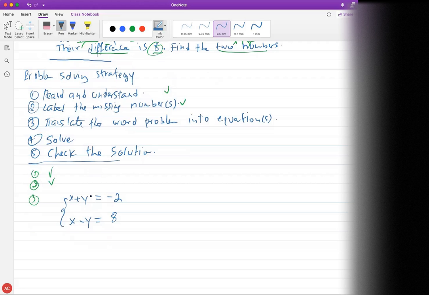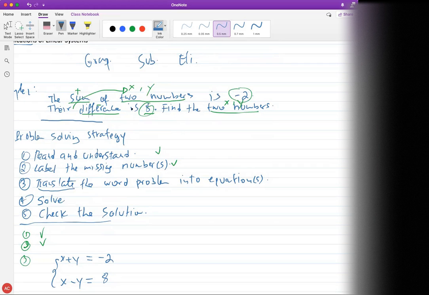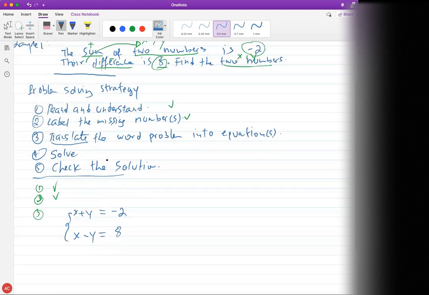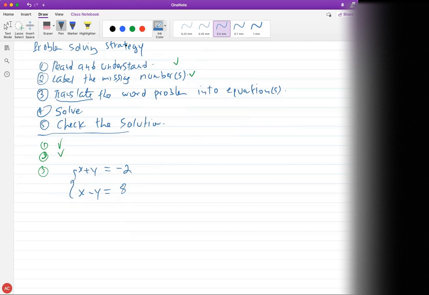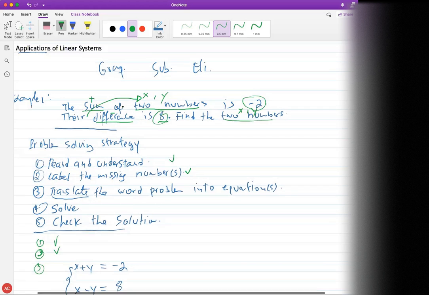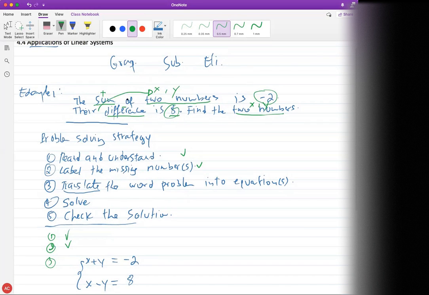This is the important part here. We translated the problem, so instead of words and sentences here, we turned that into a system. It's basically the same information hidden in the two. Now we just need to solve this system. Again, we learned three methods: graphing, substitution, and elimination. Here, you can choose any method you want, as long as the problem doesn't tell you which one to use.